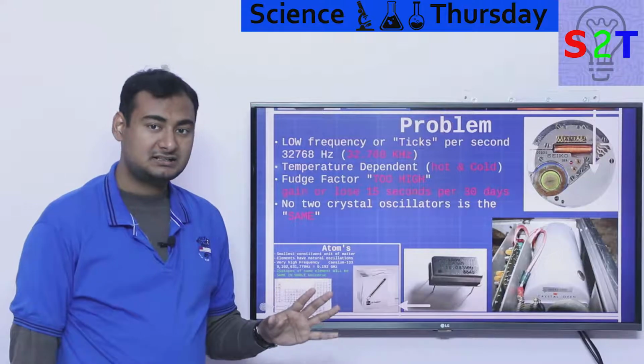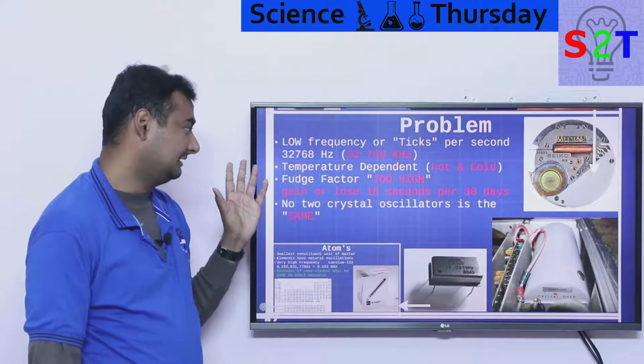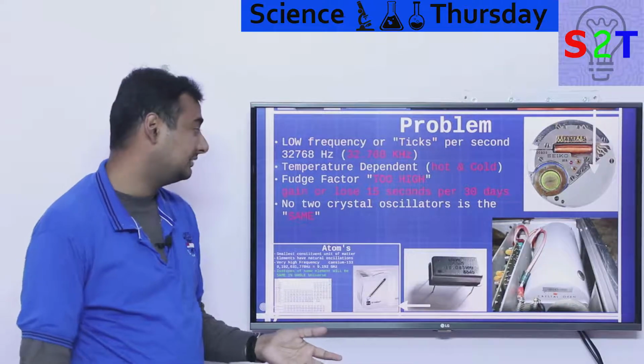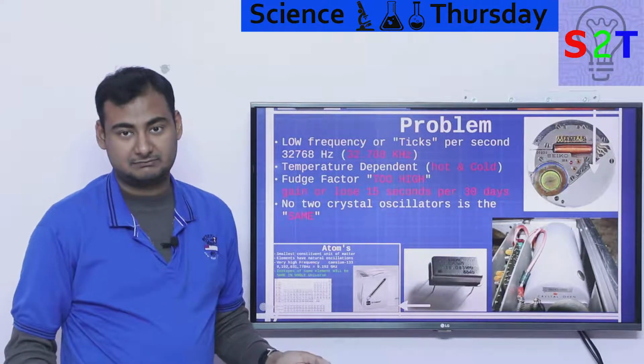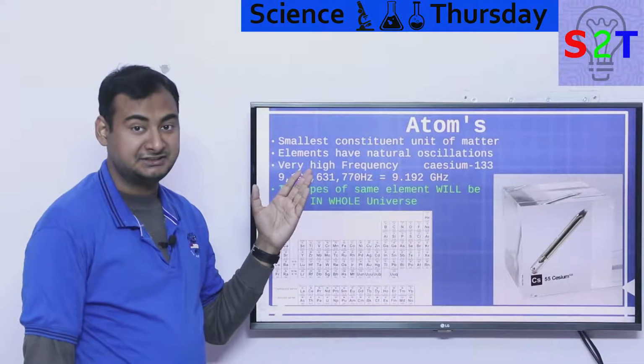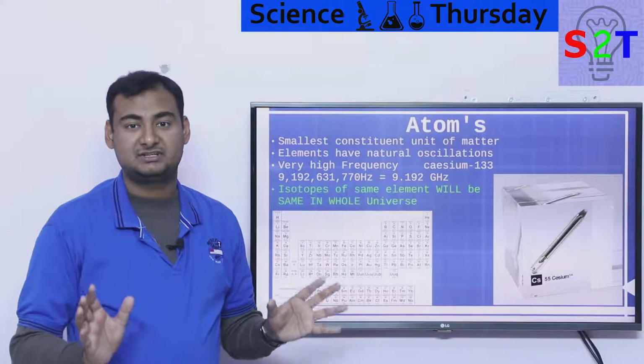So these are the problems with our current technology. Basically we have low frequency with your quartz oscillator, it's temperature dependent, the fudge factor is way too high, and two oscillators cannot be the same. So how do we solve it? Here comes the atom. Now the atom is the smallest unit of matter.